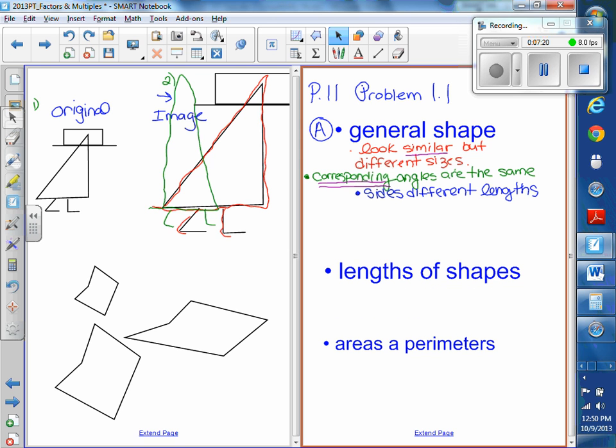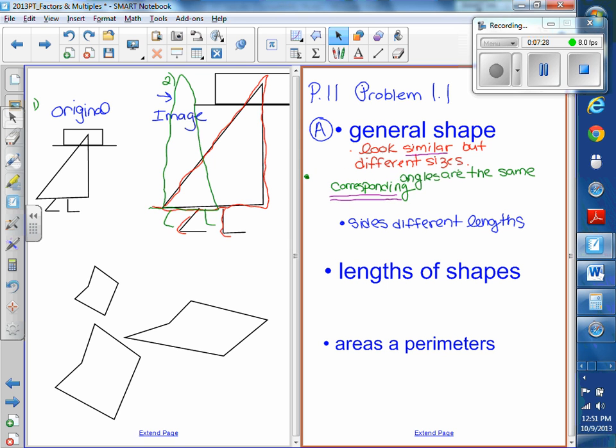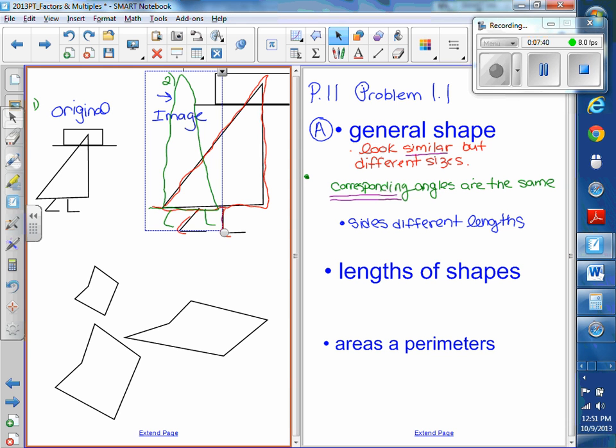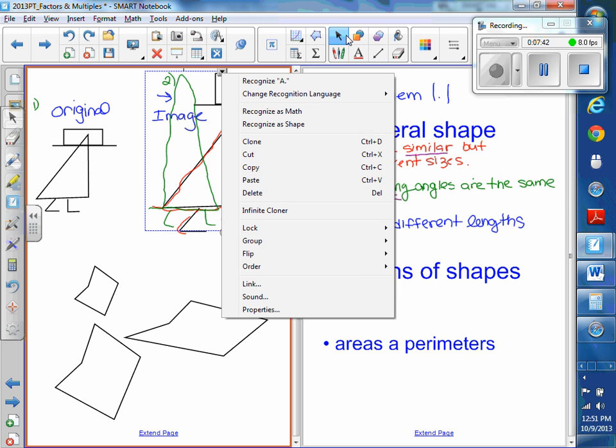What about the sides, Suki? Well, I don't really know if this has to do with much, but I found that if you times the original by 2, you get the image. Yeah, I think that you should be really close to what Suki's saying.